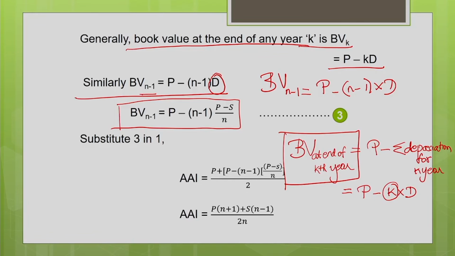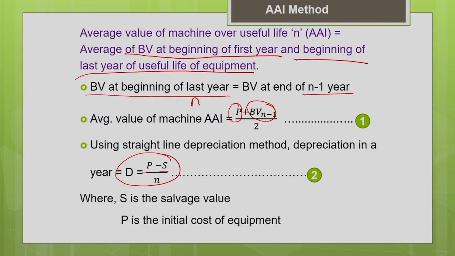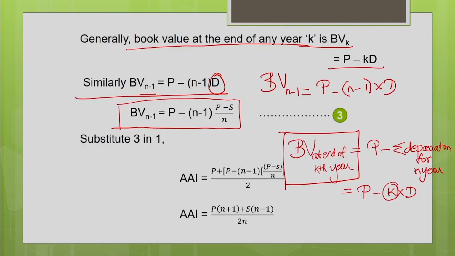Now you substitute this equation 3 in the first equation. Your first equation is nothing but your average value of the machine. Instead of BV n minus 1, whatever you have derived, you substitute in that, so you can express everything in terms of P, S and n. So you will get P plus, instead of BV n minus 1, we have substituted this one here, P minus n minus 1 into P minus S by n, divided by 2. You simplify it, and you will get the average value of the machine as this.